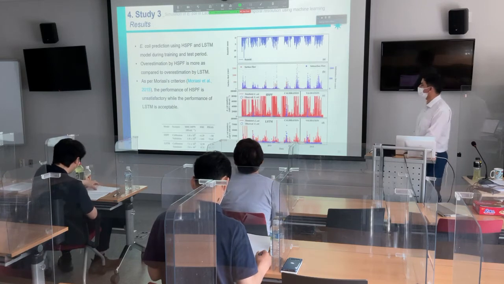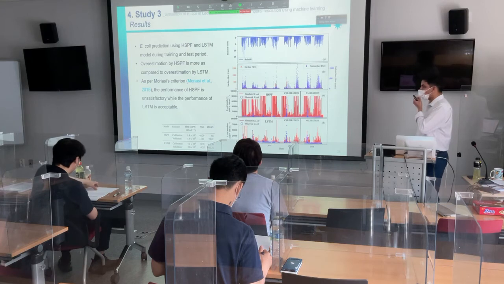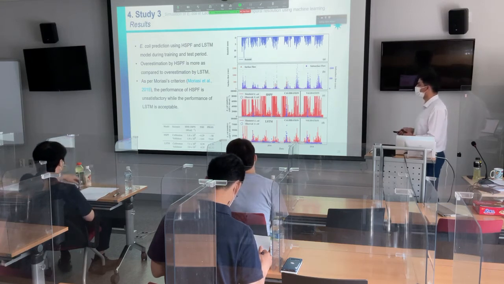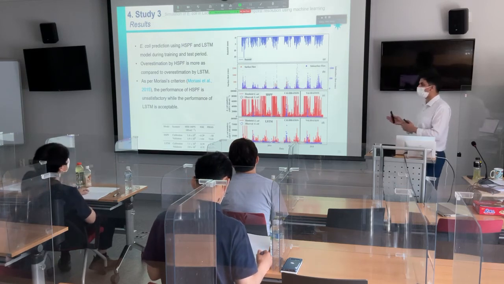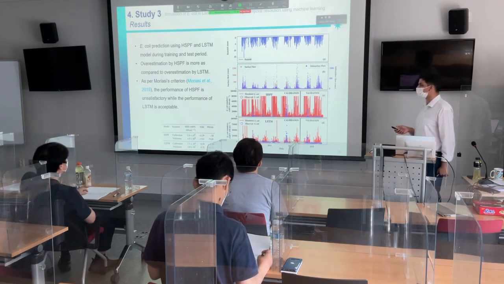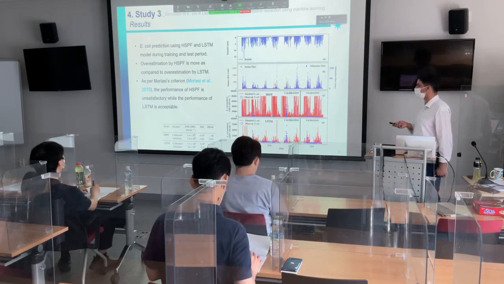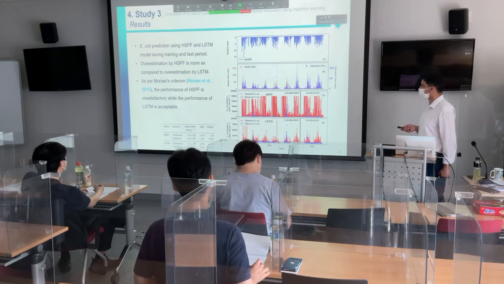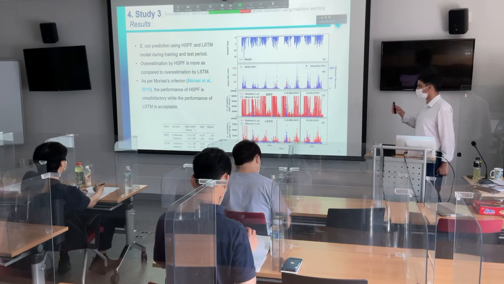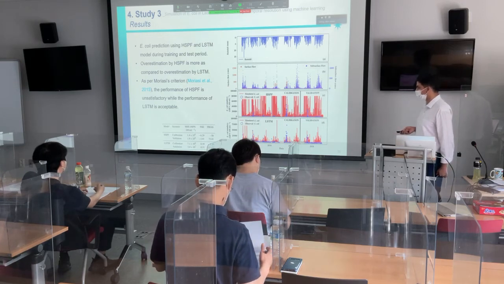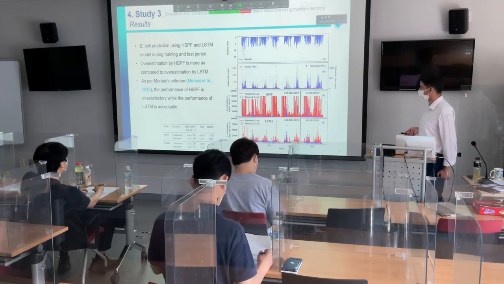Here is the result from the HSPF and LSTM model for simulation of E. coli. What we see here is a very large number of peaks from the HSPF model. And in the previous study, we saw that the HSPF model predicts very large surface runoff. The surface runoff peaks from HSPF were very large. So I think that the peaks here from HSPF are because of the overestimation of the surface runoff from HSPF. On the other hand, the LSTM does not have this behavior of predicting a very large number of peaks.